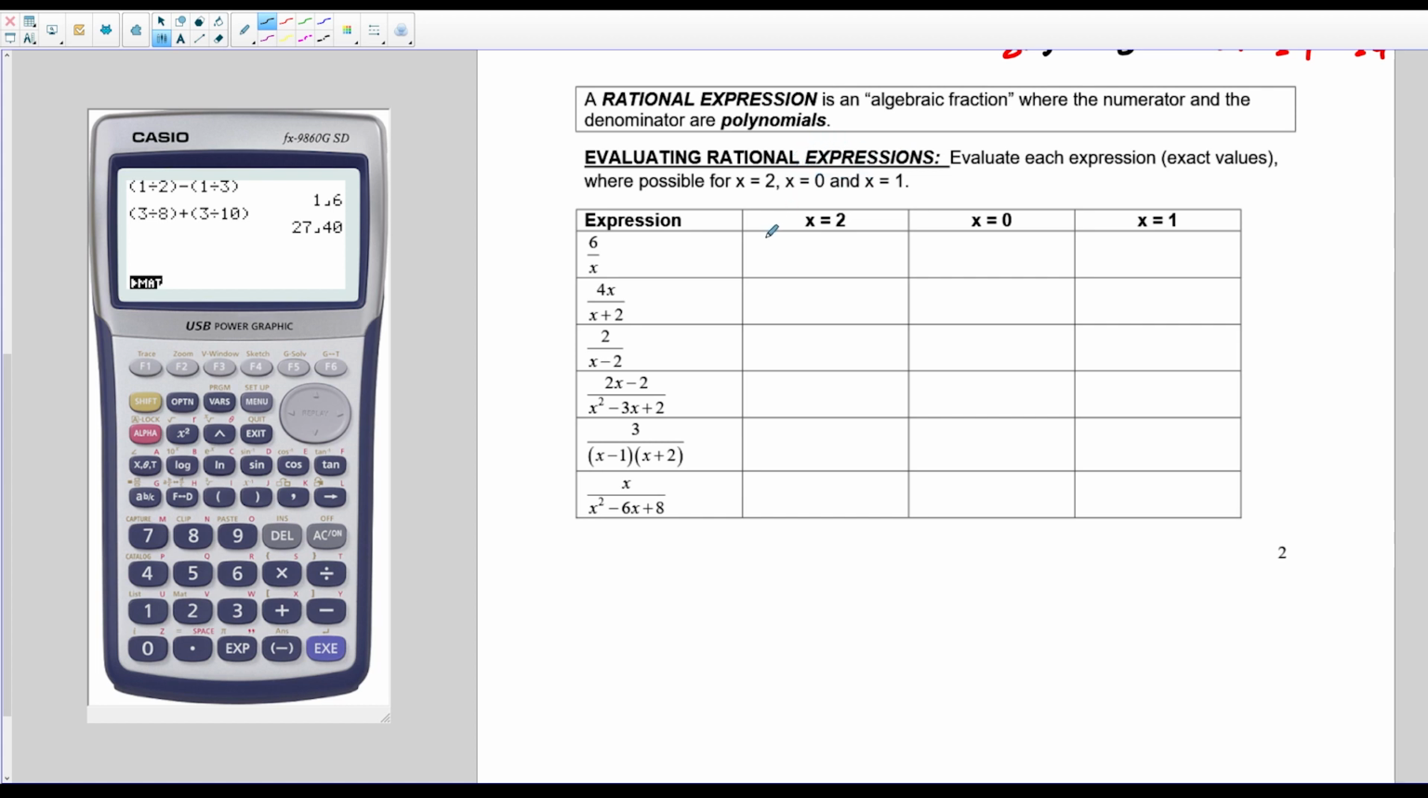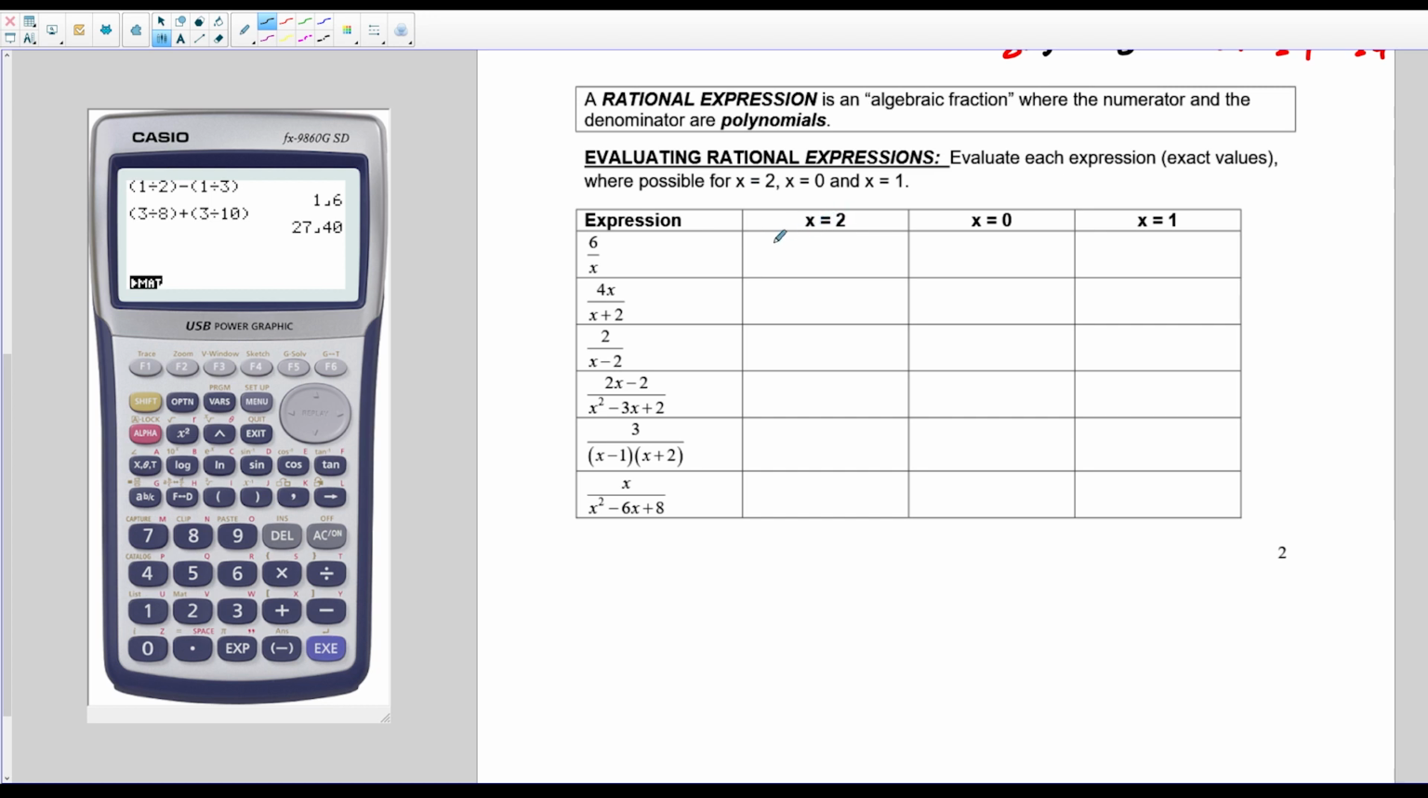So now that just means that we can have a mixture of just constants. We can have a mixture of a term that has both a coefficient and a variable, or we can just have variables on the top and on the bottom. So to get us warmed up, we're going to go ahead and evaluate some rational expressions with some of the values that are given here. So given the expression 6 over x, we're going to plug in the values of 2, 0, and 1 into each of these, and we're going to see what the results are.